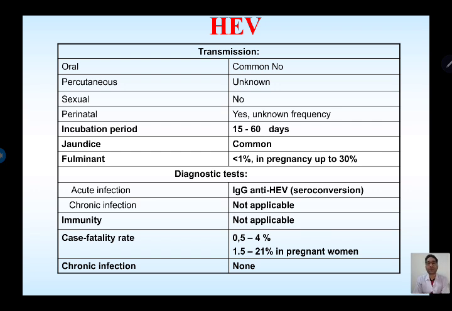Hepatitis E virus: oral not common transmission, percutaneous unknown, sexual no, perinatal yes, incubation period is 15 to 60 days, jaundice is common, fulminant less than 1%, pregnancy up to 30%, diagnostic test is acute infection, IgG and anti-HEV seroconversions, chronic infection not applicable, immunity is not applicable, case fatality rate is 0.5 to 4%, 1.5 to 21% in pregnant women, chronic infection none.